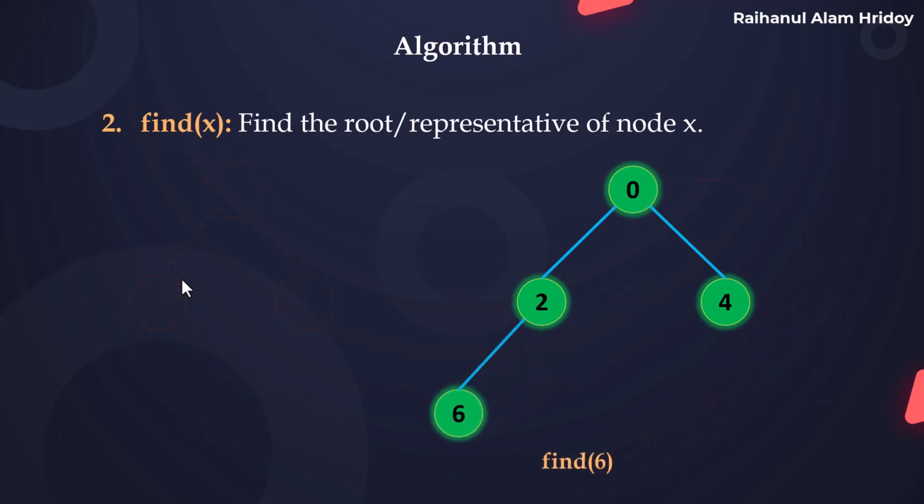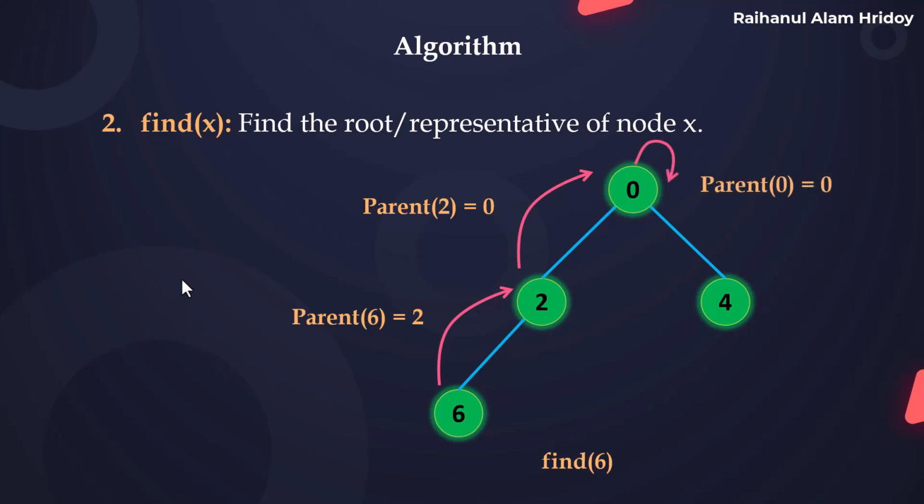In this case, we wish to find 6. So 6 will look for its parent 2, 2 will look for its parent 0, and 0 will look for its parent but will find it pointing to itself. Always the root will point to itself. So how can we find the root? Parent of root will always be itself. So finally, our find method will return 0 as the representative of 6.